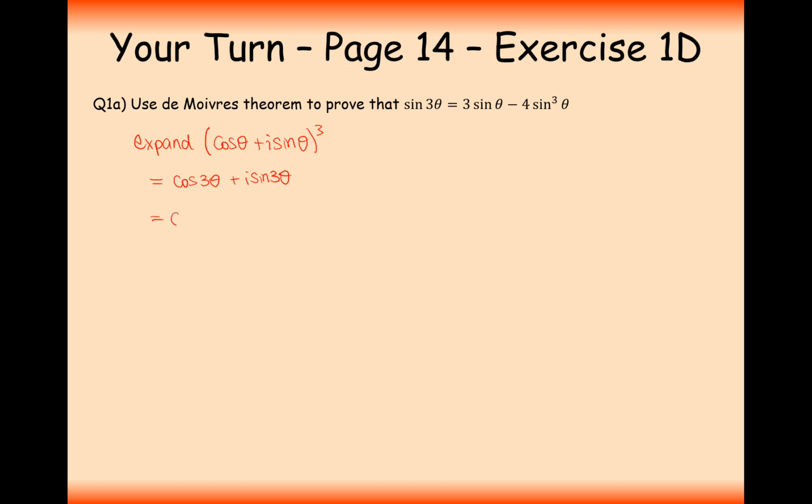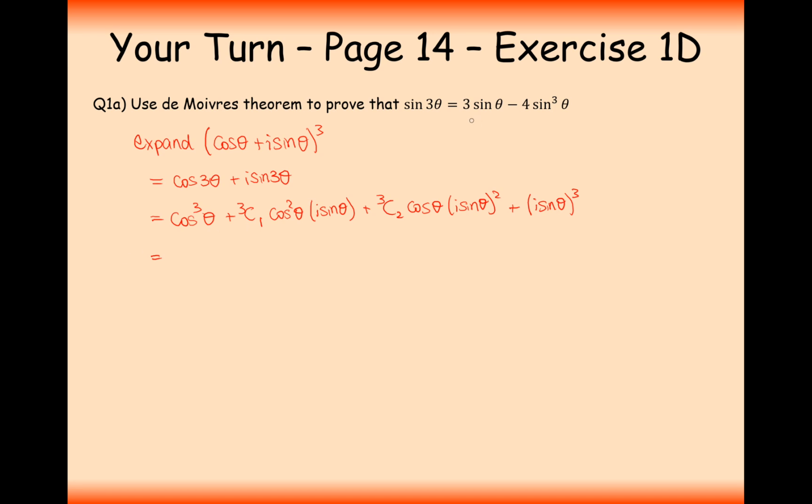So that's going to be cos^3 theta + 3 choose 1 cos^2 theta, and then i sin theta to the power of 1. Then it's going to be plus 3 choose 2 cos theta, and then (i sin theta)^2. And the last term is going to be 3 choose 3, but we know that's 1, then (i sin theta)^3. So there we are. That's the expansion by binomial expansion.